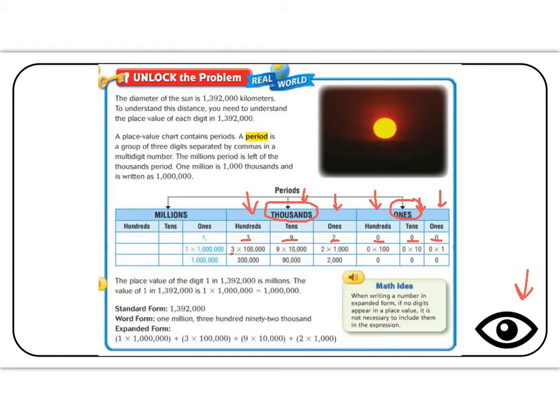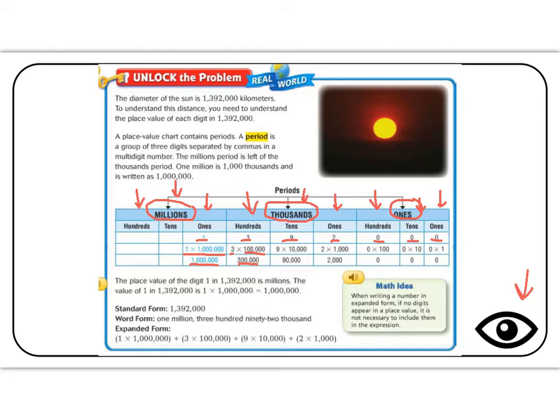This is 3 times 100,000, which we would read as 300,000. And all the way to the left is the millions place. The millions period also has a ones, tens, and hundreds. But in this number that they gave us, there is only 1 million. We would write that in expanded form as 1 times 1 million, and we would read that as 1 million.